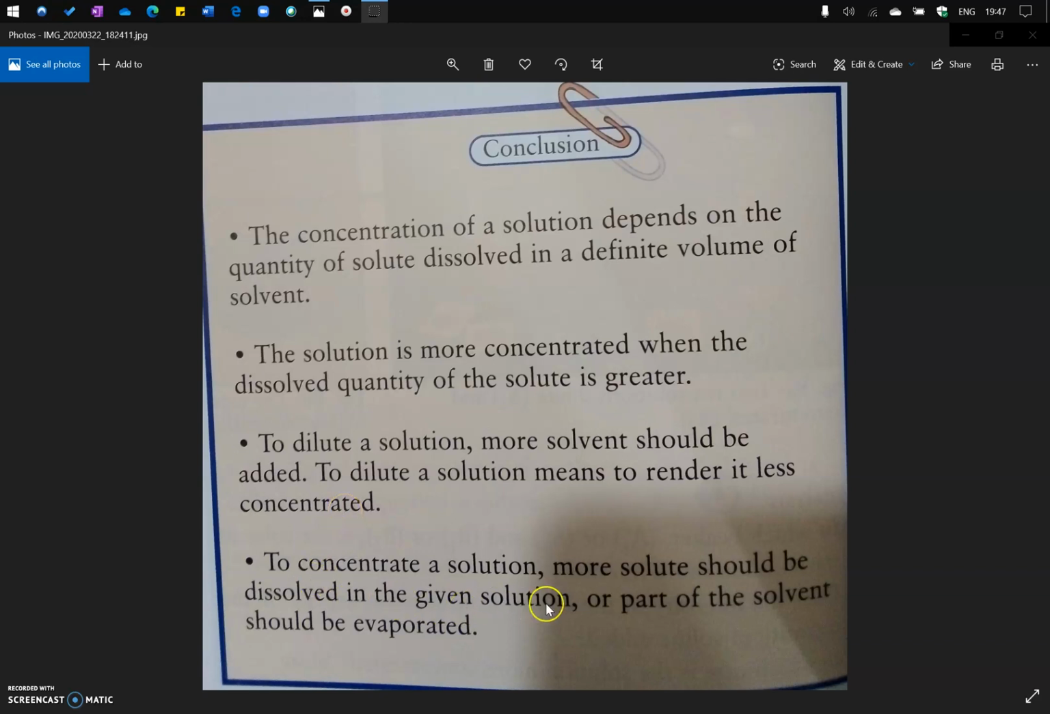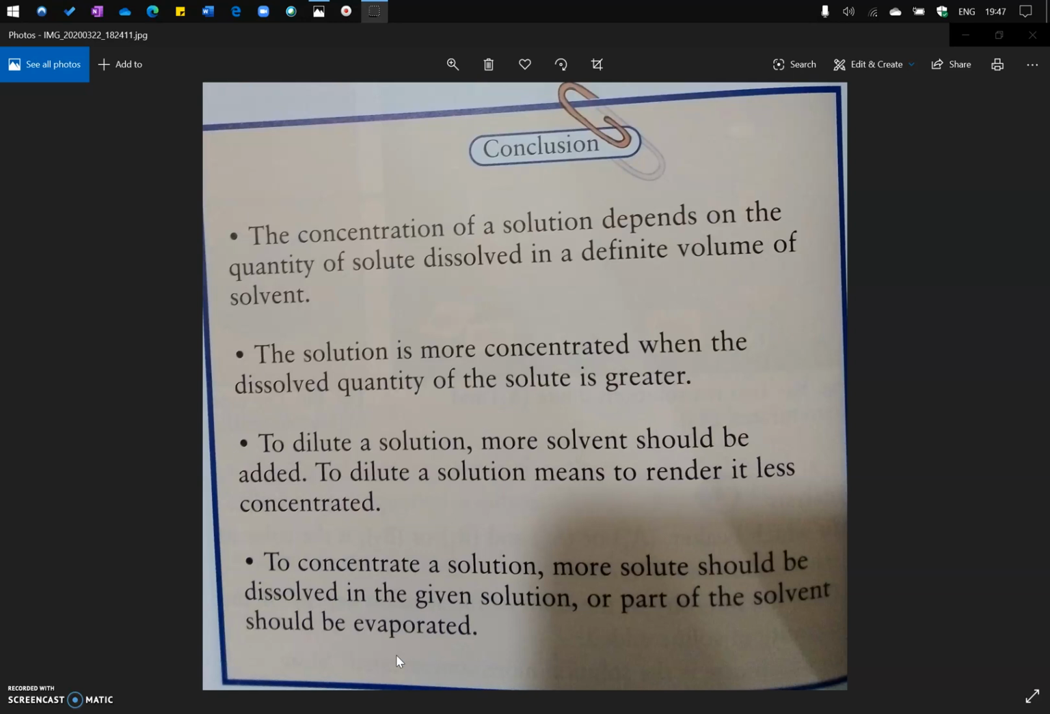To concentrate a solution, what can we do? We can add more solute. So more solute should be dissolved in the given solution, or part of the solvent should be evaporated. So another way to concentrate a solution is to heat it on fire.